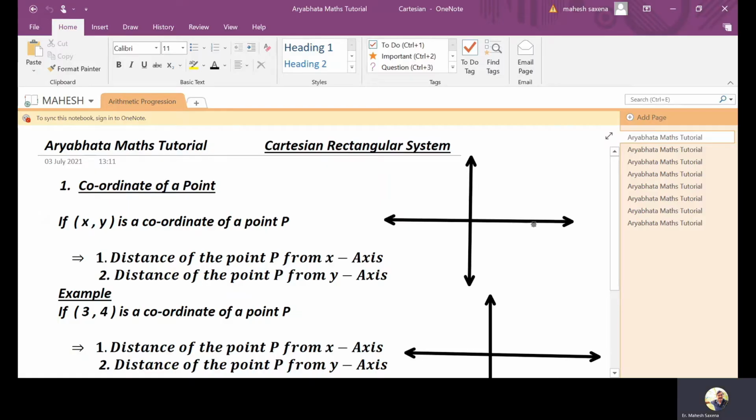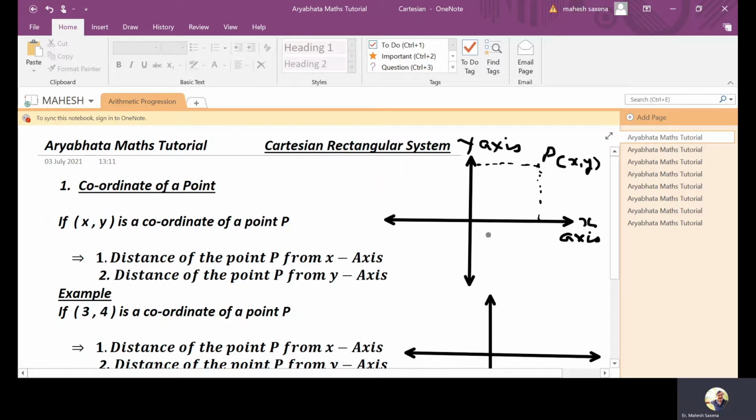Let these two mutually perpendicular lines represent the coordinate axes, and this line is the x-axis, and perpendicular to this line is the y-axis. And if x, y is the coordinate of a point P, let this be a point P, and the coordinate of this is x comma y. If we draw perpendiculars from P to the x-axis and y-axis, then this distance will be x and this distance will be y.